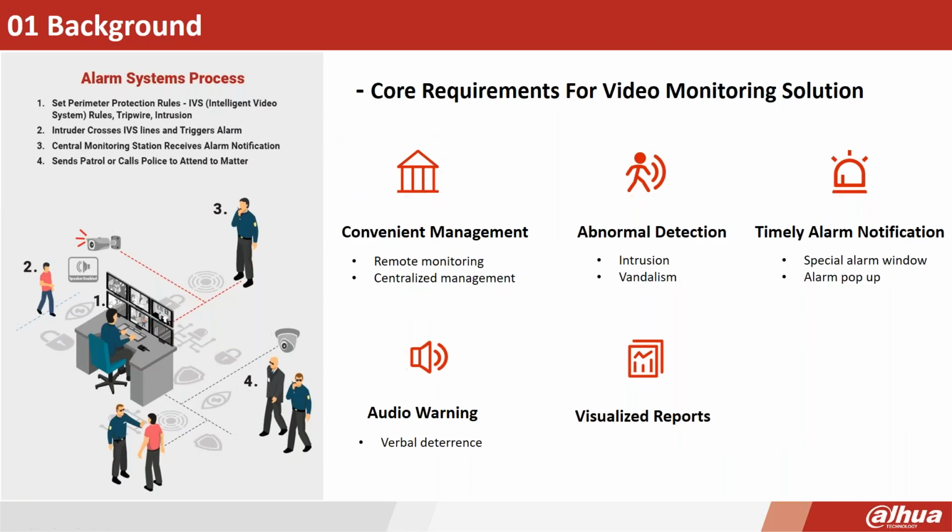So here's the basic core requirements on the rules for video monitoring. Using our software, you set your perimeter protection rules, which is your IVS, your tripwire, your intrusion. So the basis is when the intruder crosses the IVS lines and triggers the alarm, your central monitoring station will get the alarm notification. They'll be able to view the scene in real time, and they can take further action, whether it's a two-way talk with audio warning, or just calling the law enforcement right away.